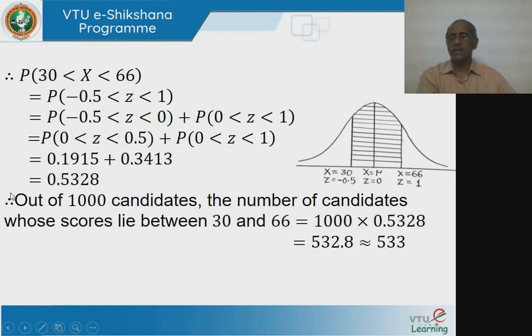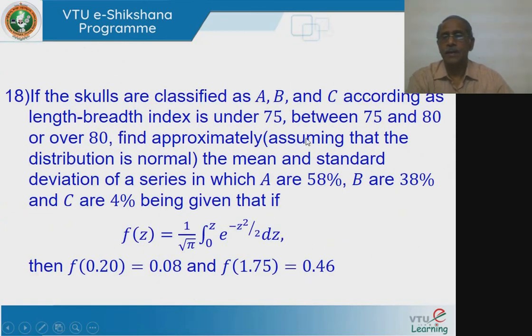Therefore, out of 1000 candidates, the number of candidates whose scores lie between 30 and 66 is 1000 times this probability, 0.5328. So this is equal to 532.8, or approximately 533. Okay. The next problem.